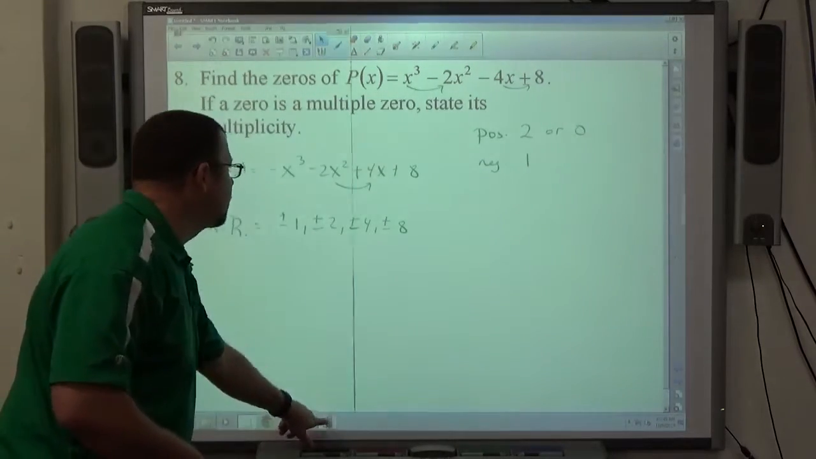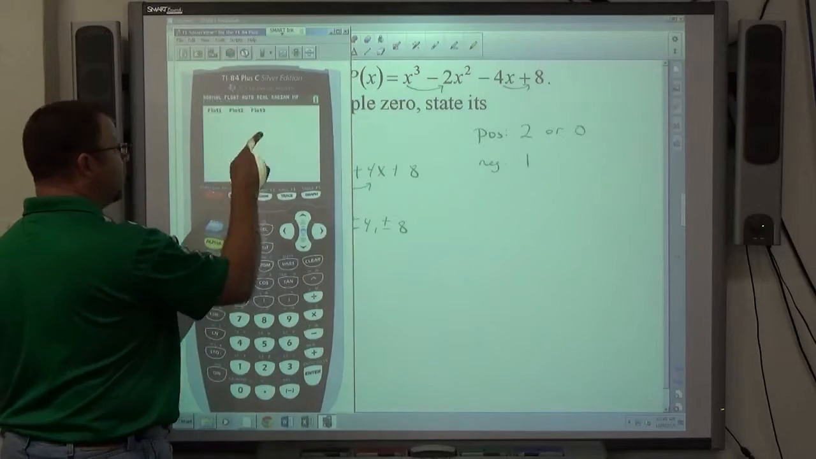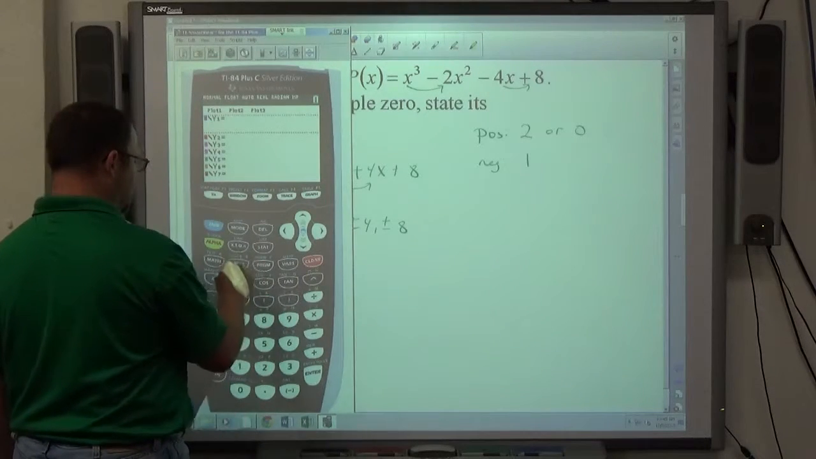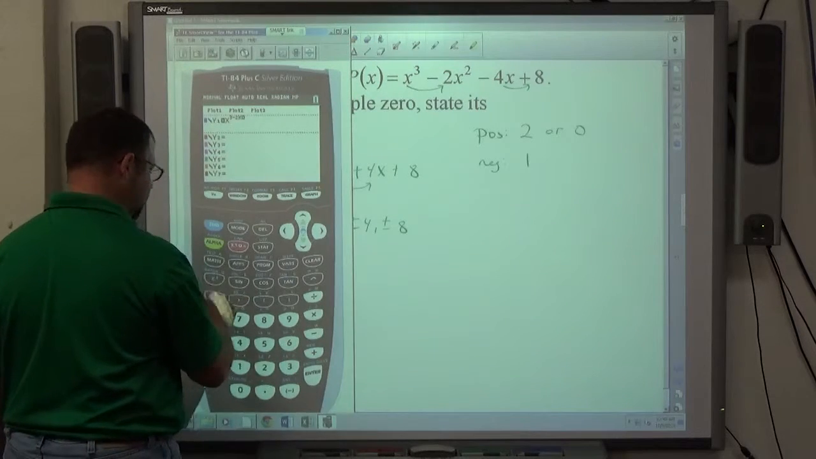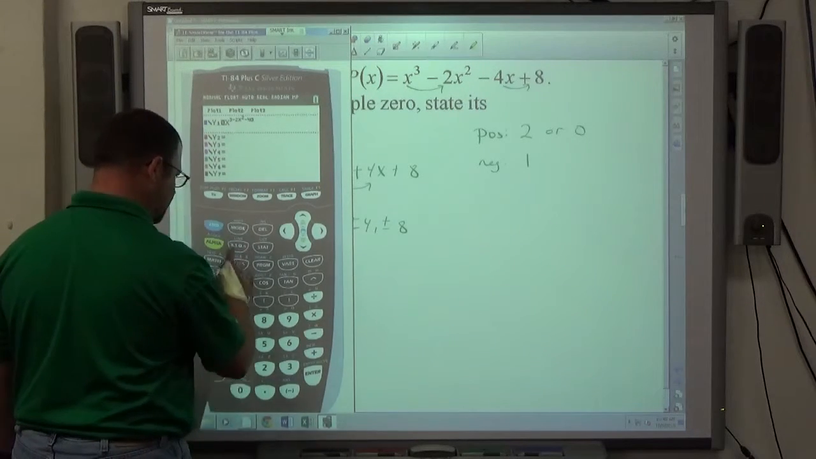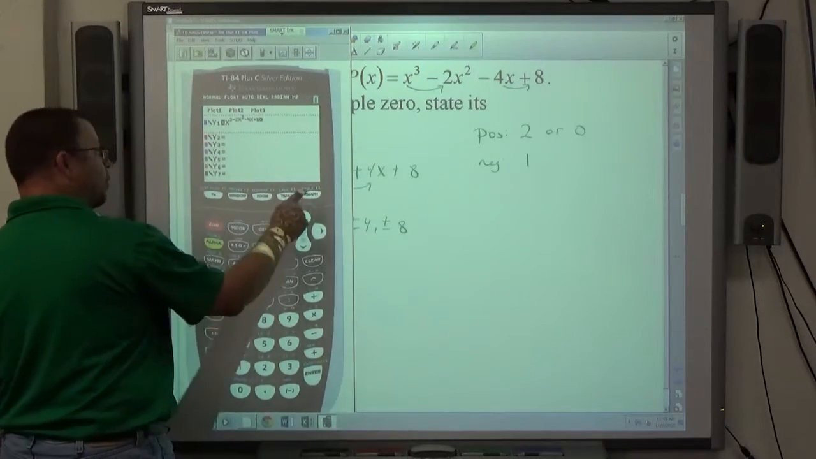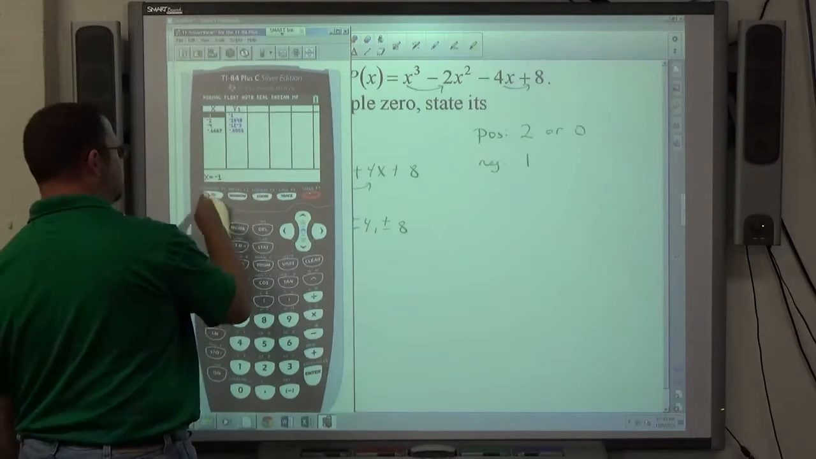Then I go to my calculator. I enter my function, x cubed minus 2x squared minus 4x plus 8. I go to my table. Oops. Hang on.